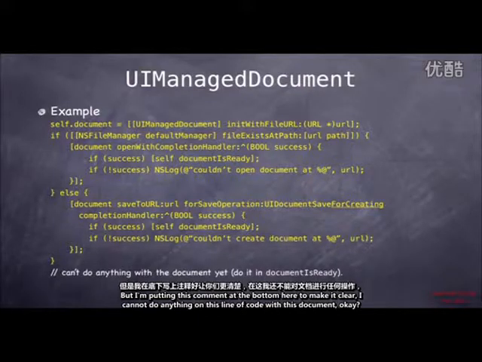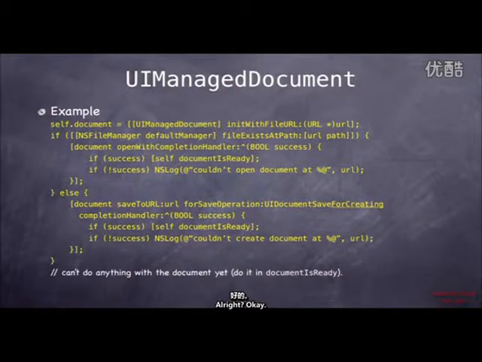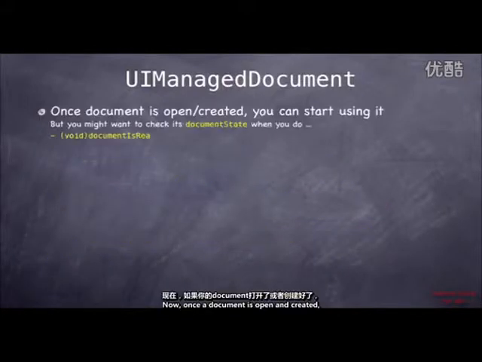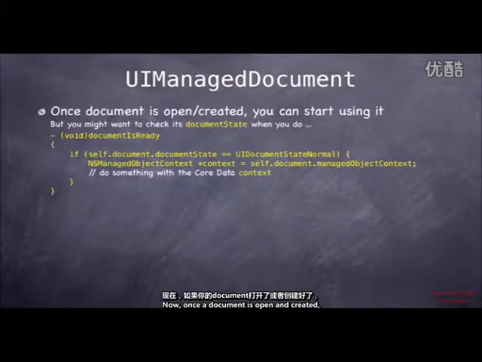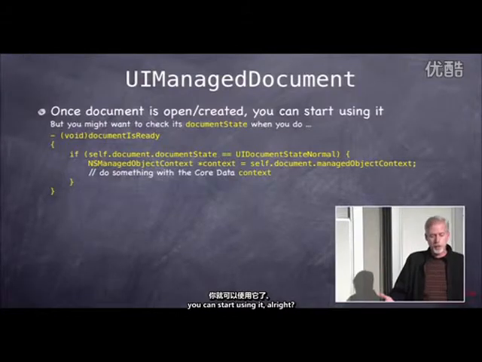But I'm putting this comment at the bottom here to make it clear. I cannot do anything on this line of code with this document. Okay? Because those two calls are asynchronous. I have to wait for the blocks to be called, and then the blocks have to go invoke something. All right? Now, once a document is open and created, and like your documentIsReady gets called, you can start using it.